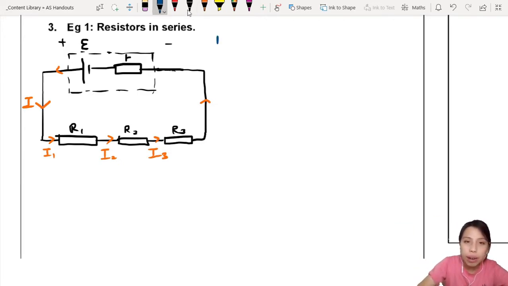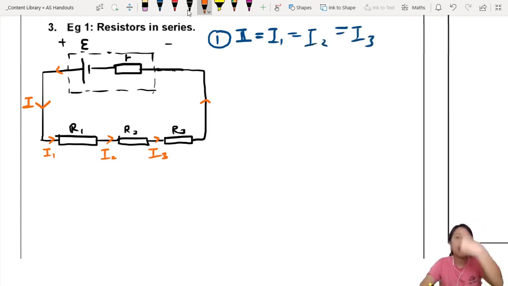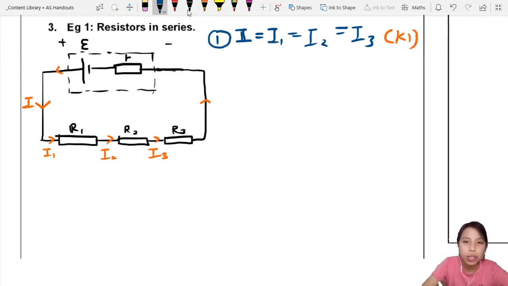So the first thing we need to think of is what I just said. You have current I equals this I, which is the same as this I1, which is the same as I2, which is the same as I3. Because in series, the same current will flow through. And what law is this? Conservation of what? We say conservation of charge, because your charge has to go somewhere. They can't just appear or disappear. So this is actually Kirchhoff's first law, K1, that deals with current. K1 is Kirchhoff's first law.